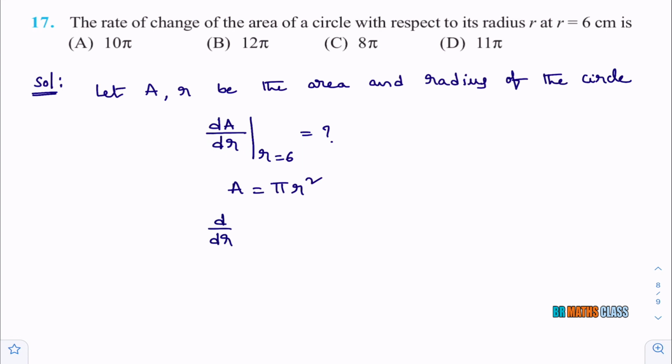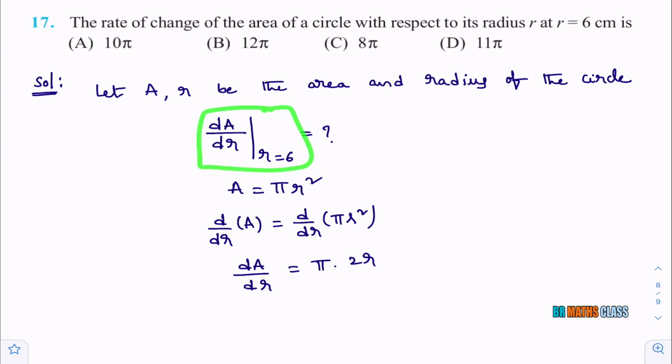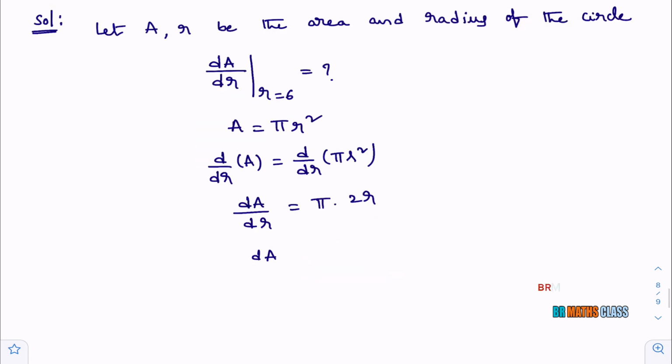This is important. I am differentiating with respect to r on both sides. d by dr of pi r square. This is nothing but dA by dr equal to, pi is constant, take it outside. Derivative of r square with respect to r is 2r. In the question you observe what they are asking, dA by dr when r equal to 6. So in this I'll put r equal to 6. dA by dr when r equal to 6 equals pi into 2 into, in place of r you write 6, what will you get? You will get 12 pi.